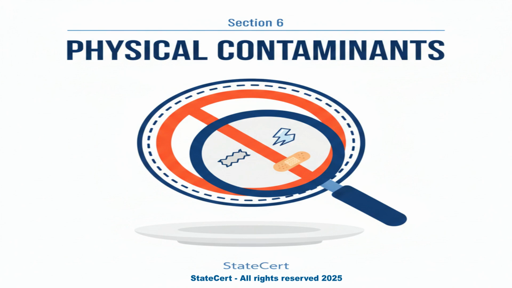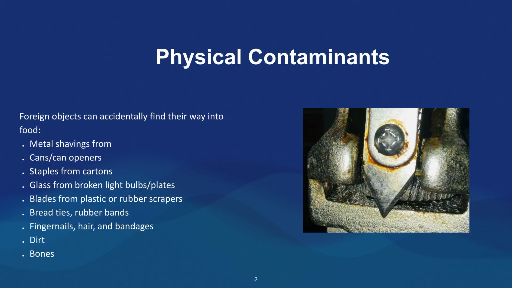Welcome to Section 6, Physical Contaminants. In this section, we will discuss physical contaminants and how to prevent them in a food establishment. Physical contaminants are foreign objects that accidentally find their way into food. These can include metal shavings, staples, glass, blades, hair, bandages, dirt, and bones.